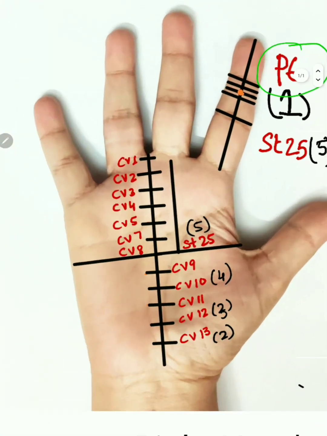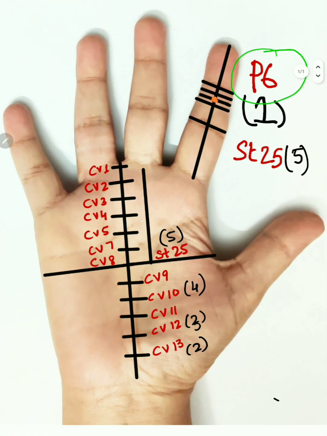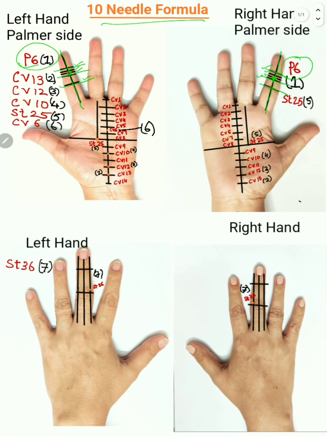The same on the right hand, make a center line. This is the first joint, this is the second joint. In between the first joint and the second joint, make a center line. Now from the center line to the first joint, make equal sections. So at the second intersection, we have pericardium 6. So this is our first point. The second point is CV13.